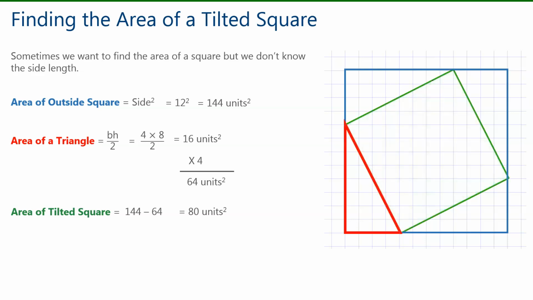So remember, when we have the area of a square, to find the side length, we would take the square root of the area. So the square root of 80 square units is just square root of 80. And in the next lesson, we'll learn how to estimate that.